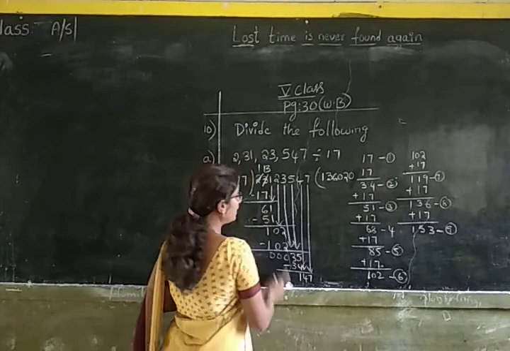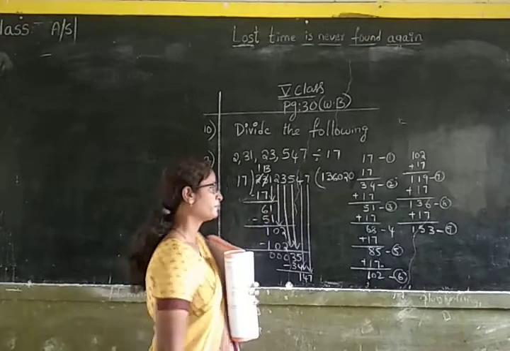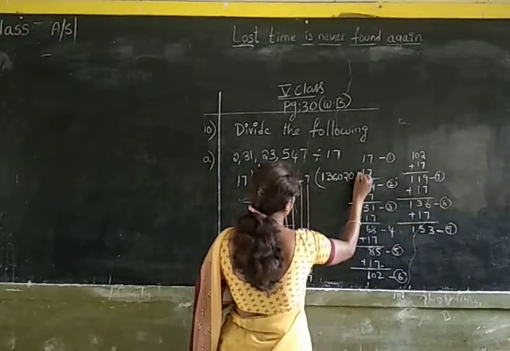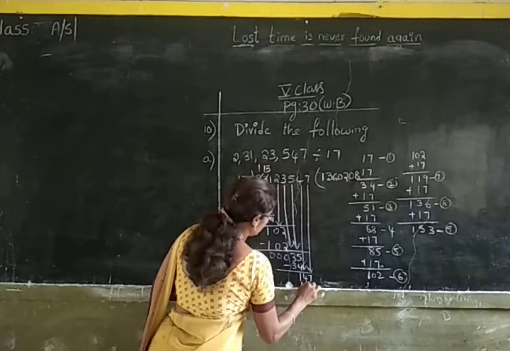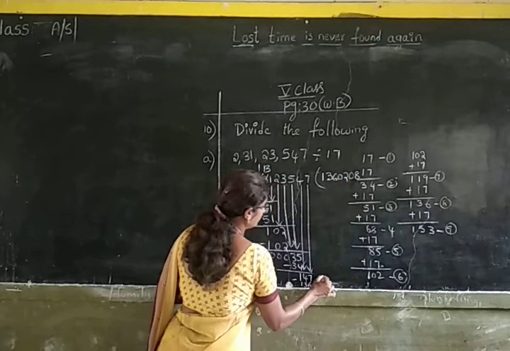So how many times does 17 go in 147? If we take 153, it will be bigger. So we have to take 136. 17 eights are 136.